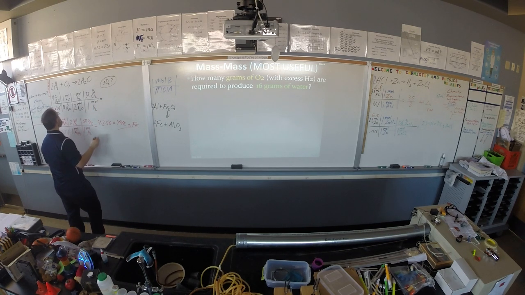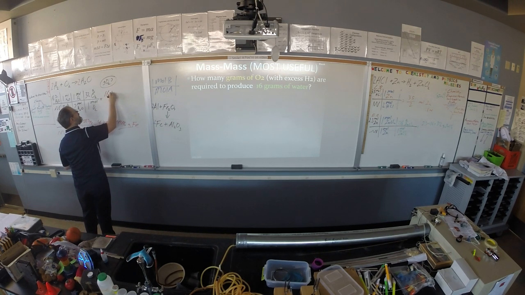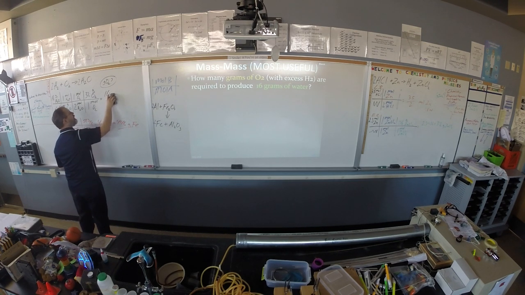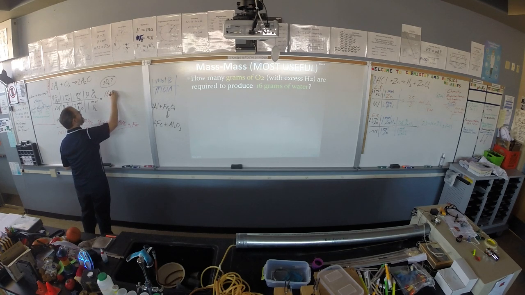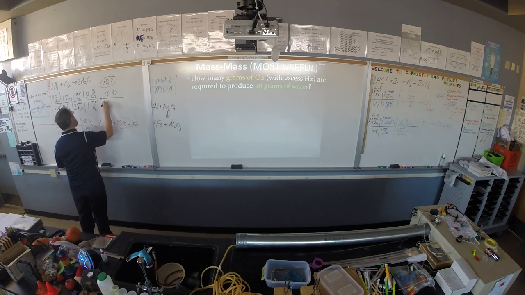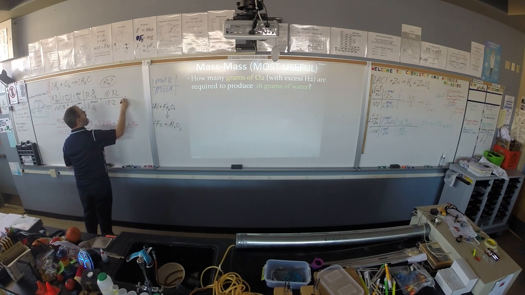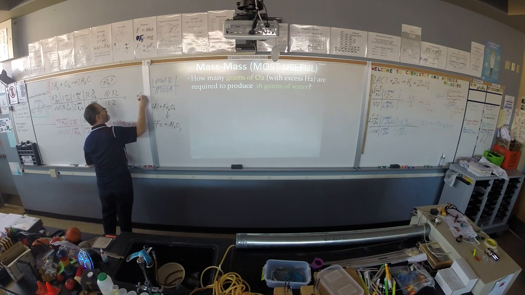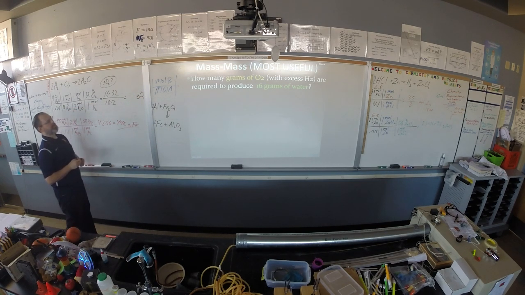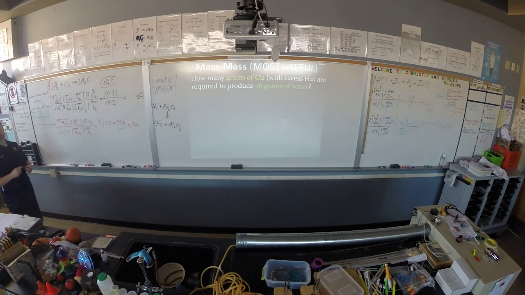All right, and our math looks like this: 16 times 1 over 18, times 1 over 2, times 32. 16 times 32 divided by 18 times 2, and that's going to be the grams of O2 that we're going to need. 14? 14.2.